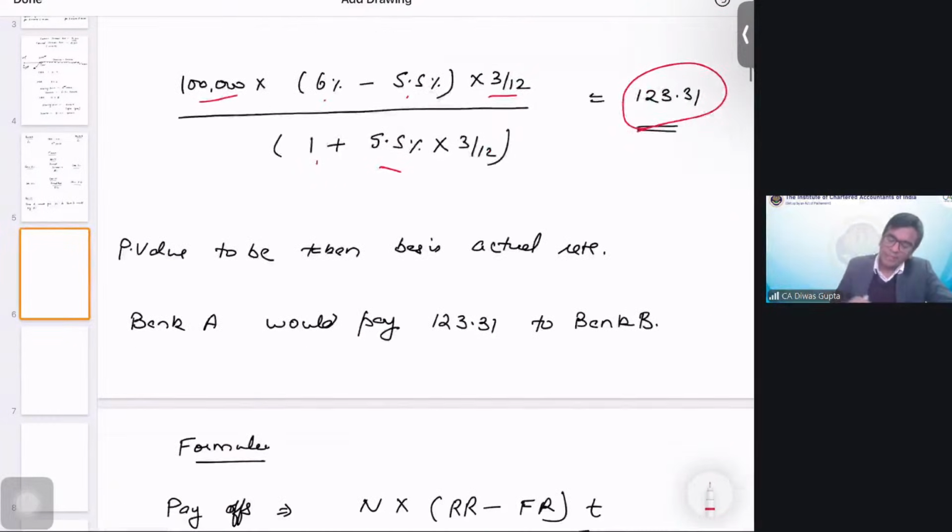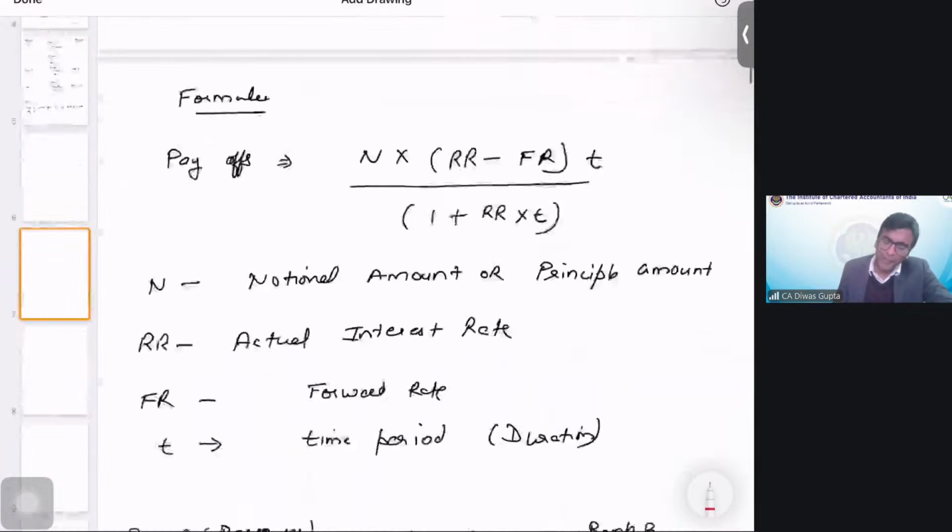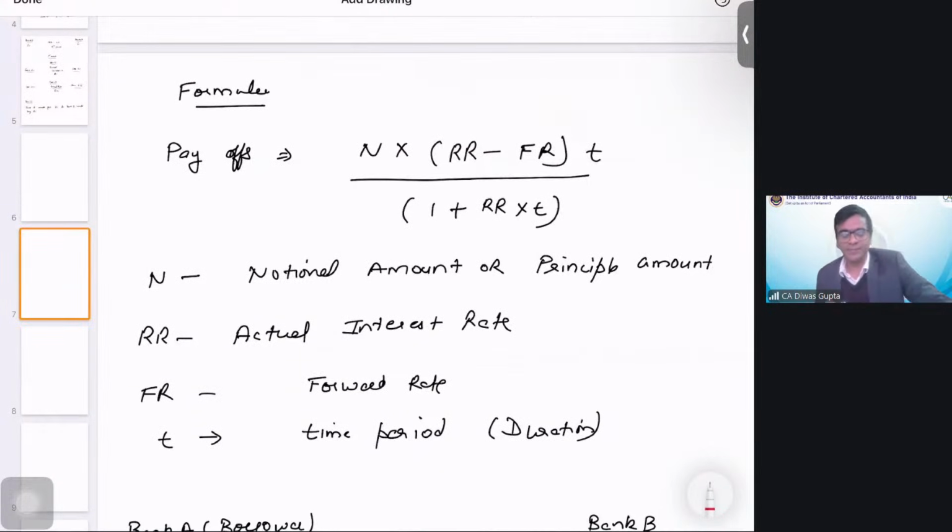Correct? So again, the present value is to be taken on the basis of the actual rate. Bank A would pay 123.31 to Bank B in case number 2. Okay. Now this is the formula, students.